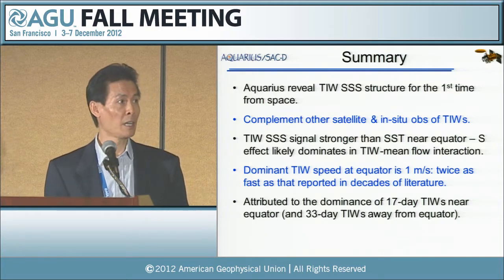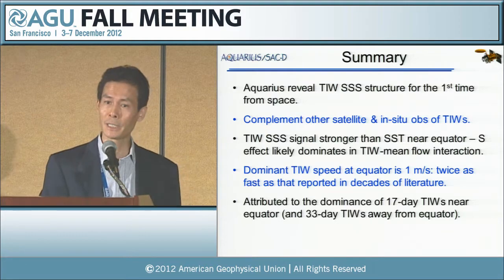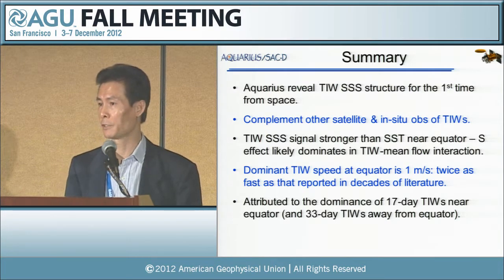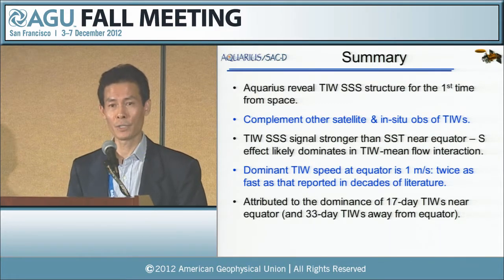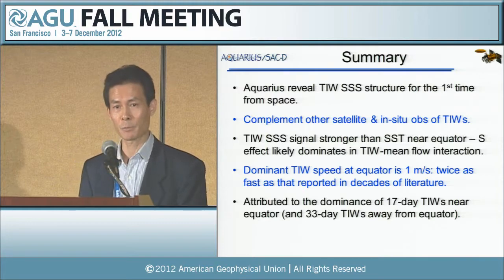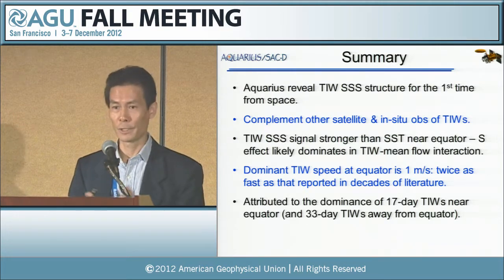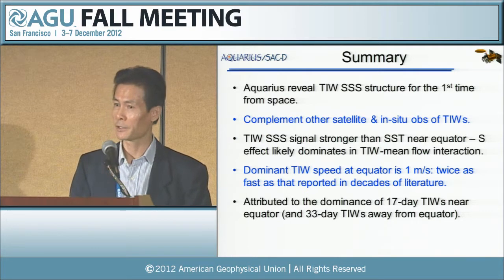That is associated with different frequency bands of TIW. The 17-day TIW, which is associated with the Yanai wave or mixed Rossby-gravity wave, is dominating at the equator, whereas the 33-day TIW, which is associated with the Rossby type waves, is more dominating off the equator. That accounts for this difference in dominant speed and explains the Aquarius observation. I'll stop here. Thank you.